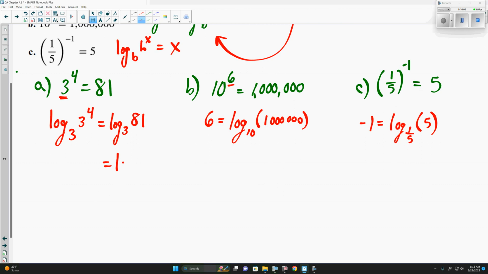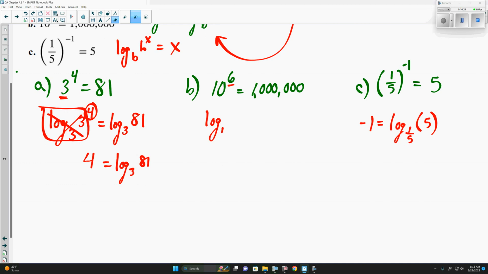Here, log base 3 of 81 is the same, but here, log base 3 of 3 is gone, and it leaves us with 4. That's it. We could do the same thing for the middle one. But this time we're going to apply log base 10. And this just becomes 6 is equal to log base 10.